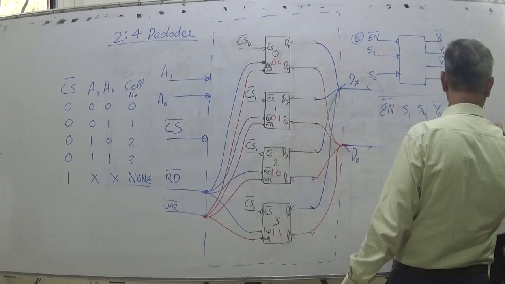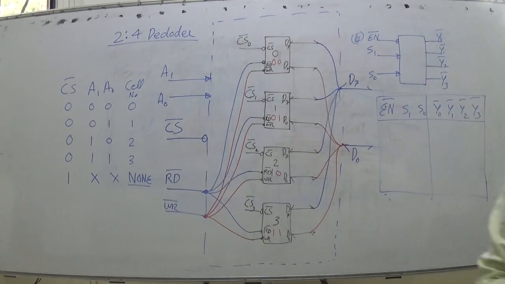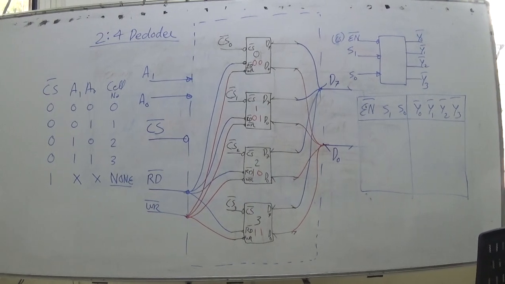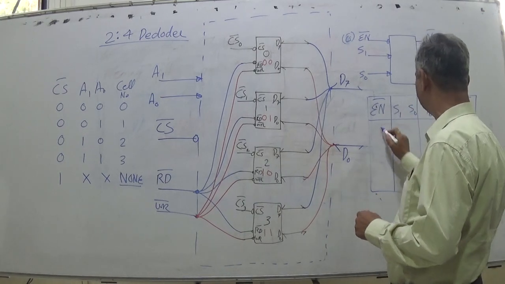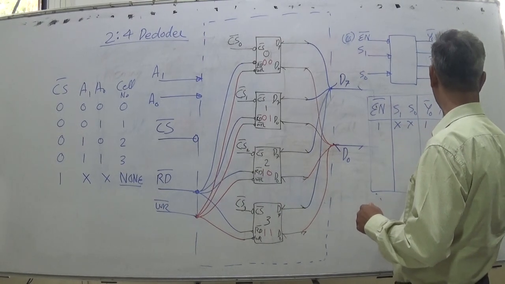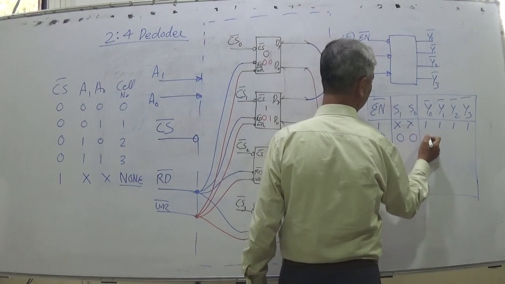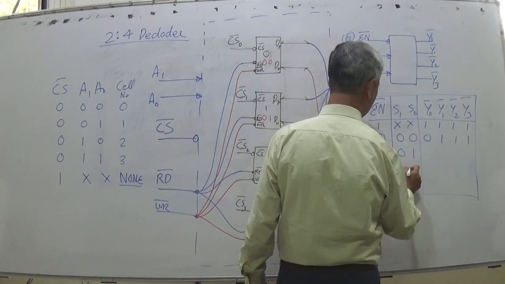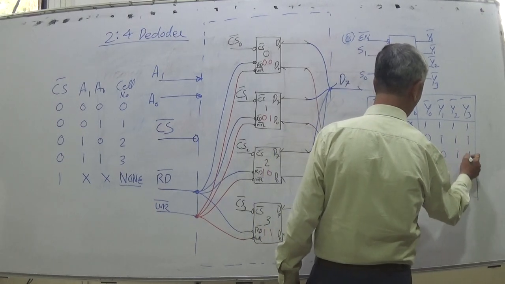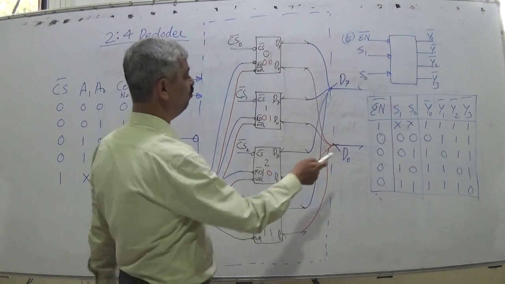This is the truth table. The truth table of this 2:4 decoder is very simple. It tells that if this EN bar is 1, irrespective of the other inputs, all outputs are deactivated, not selected. If EN bar is 0 and the select inputs are 0, 0, you select Y0, and the others are 1. Then for 0, 1 you select Y1, for 1, 0 you select Y2, and for 1, 1 you select Y3, with the others at 1.